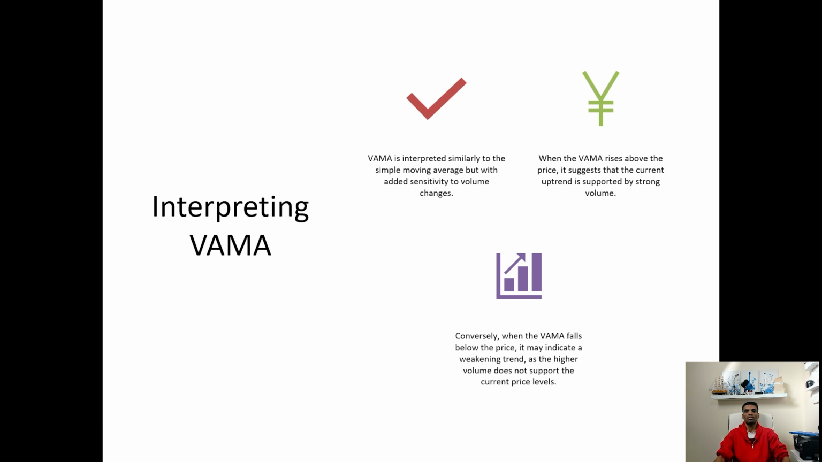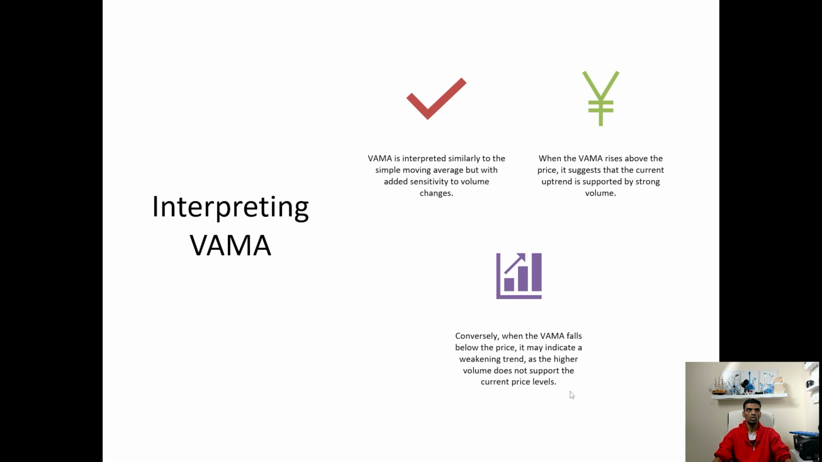the VAMA is. So VAMA is interpreted similarly to the simple moving average, like I said, but with added sensitivity to volume changes. Whenever the volume changes, the VAMA indicator, or let's say the trend, changes, which gives you a more realistic picture of what is happening in that particular stock, or the market. Now, when the VAMA rises above the price, it suggests that the current uptrend is supported by strong volume, and conversely, when the VAMA falls below the price, it may indicate a weakening trend, as the higher volume does not support the current market level.